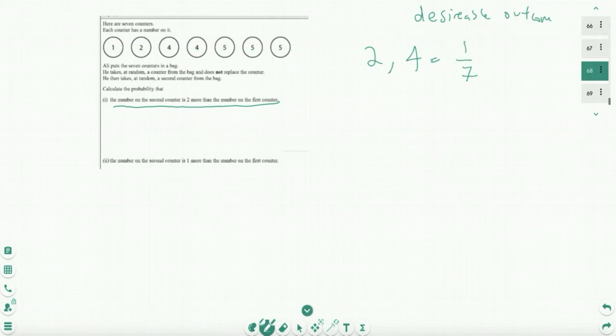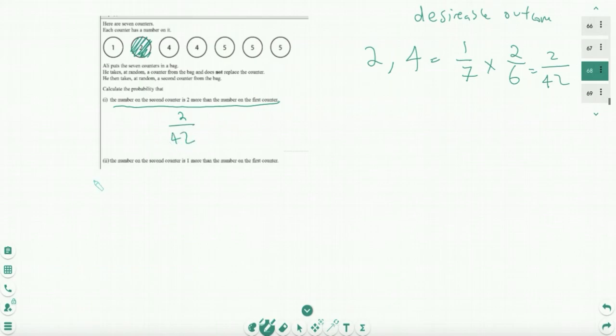Now here's the thing. Ali puts his hand in the bag and picks up a 2. So now the 2 is gone. It's not there anymore. So what's the probability of getting a 4 now? Well, it's 1 out of, there's only 6 counters left. 6. To combine them, we're going to multiply them. So it's going to be 1 out of 42. And that's your answer.